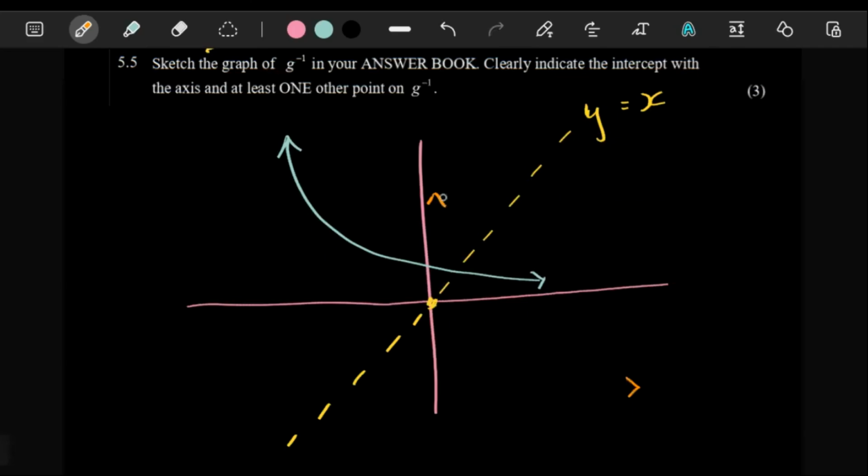Because you see here, these should be mirror images of each other. And then this should be mirroring there. So now your graphs should also always meet each other on the line of inverse. So with all this information, you can easily draw your curve.